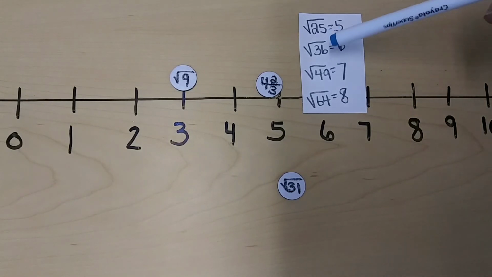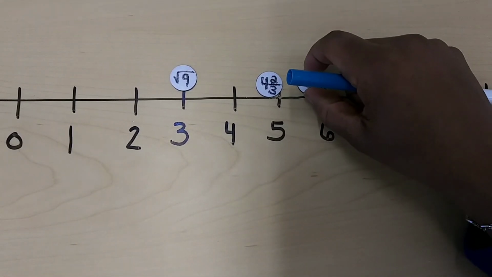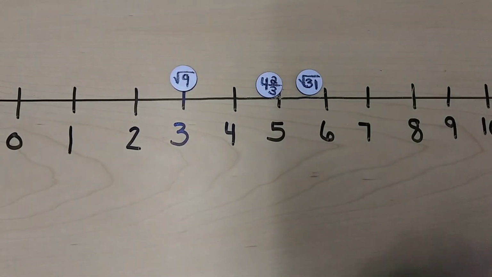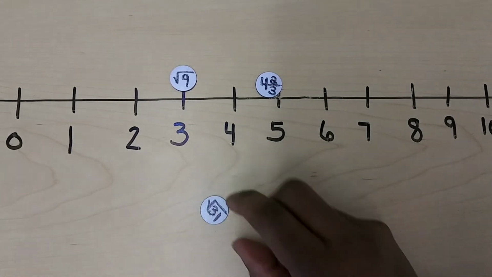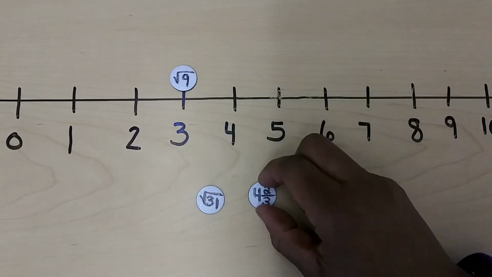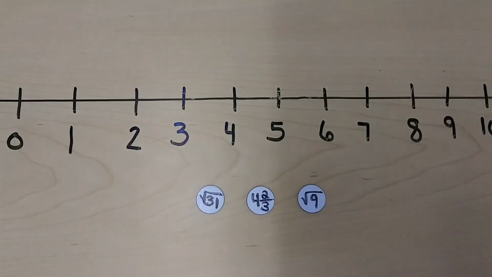So I'm going to put this one between the whole numbers 5 and 6. If I needed to arrange them from greatest to least, the square root of 31 is the largest, then 4 2/3, and the smallest, or the least, will be the square root of 9.